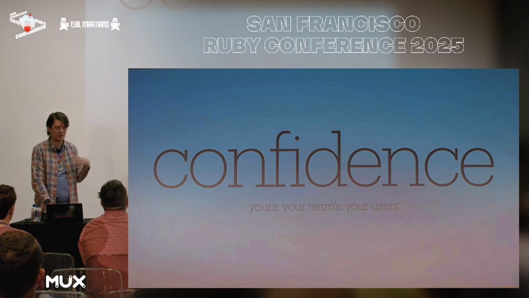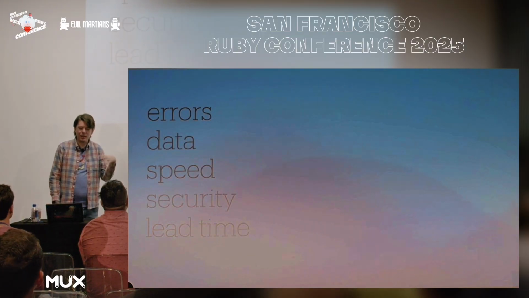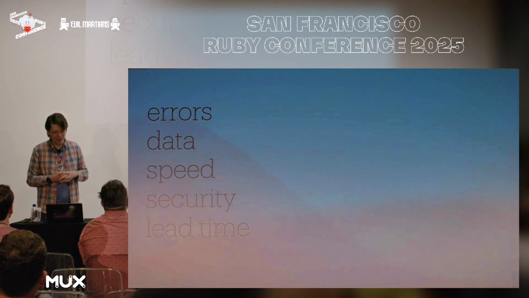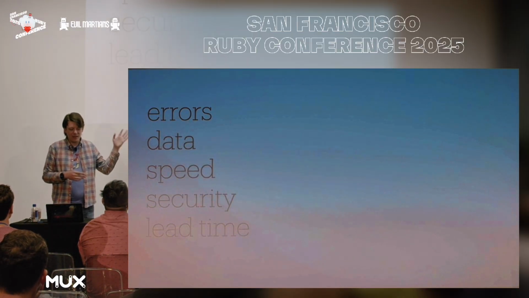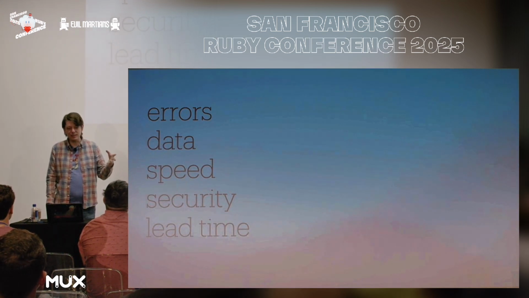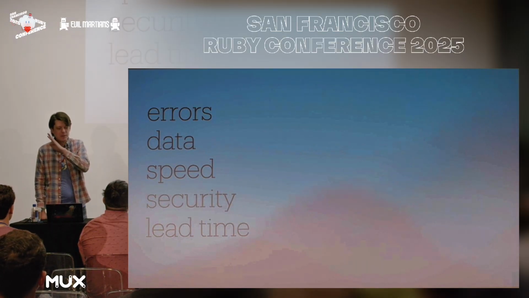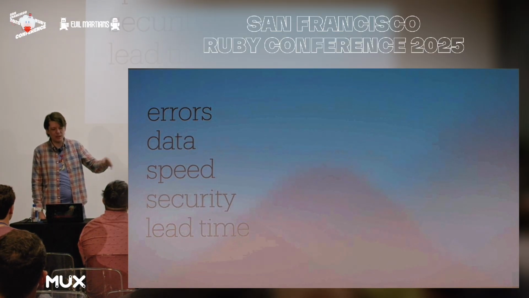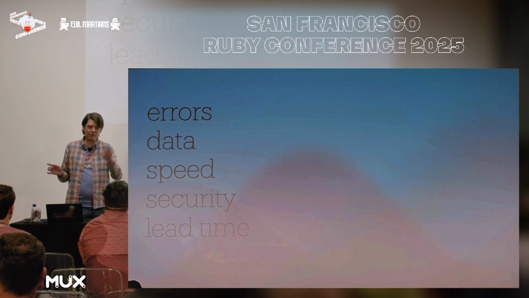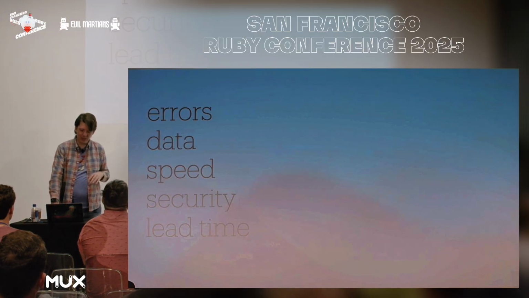highest level confidence idea. And so the 5 categories that I have landed on after working through all of this are errors, data, speed, security, and lead time. Lead time is the amount of time it takes for a change to go from committed to live in production. And shorter lead time can be absolutely amazing to help you with all of the other categories. But we're going to talk more about it towards the end.